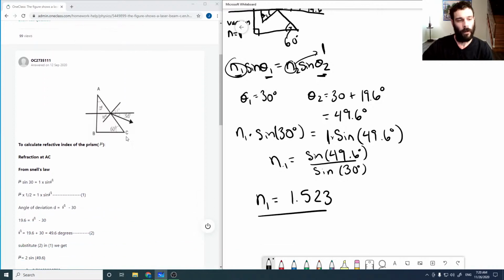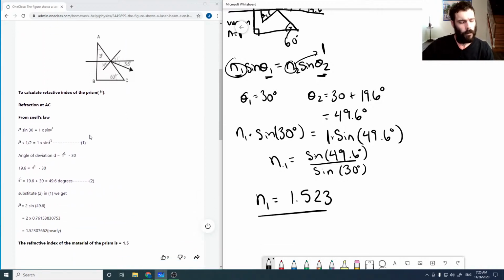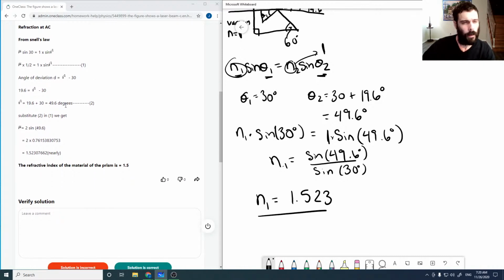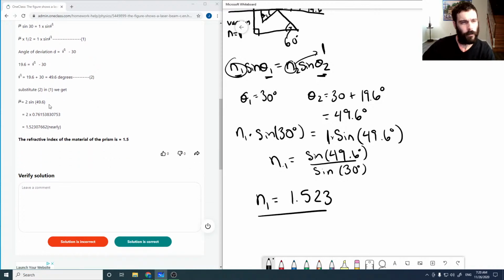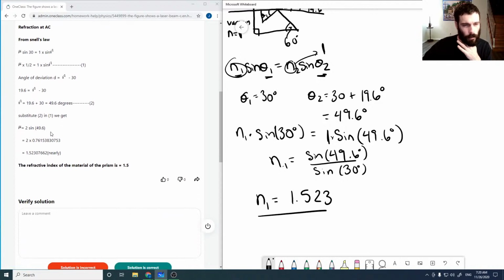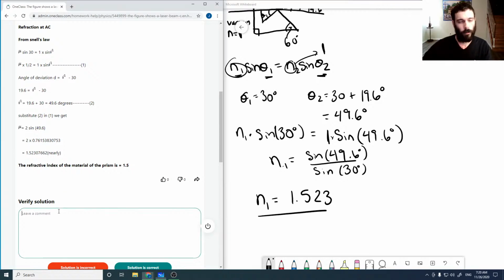Checking the solution here. Okay, so they've used mu as index, which is fine. You can use whatever you want to call it. Solving for our angles. So that's just the summed angle there, 49.6. And they called sine 30 a half, which is fine. That is what that's equal to. And so this is split out a little bit, but still we get 1.523. So it's exactly the same. So the solution is correct.